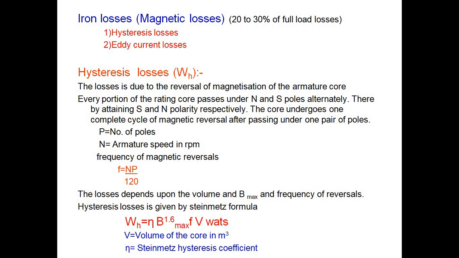The losses depend upon the volume, B max, that means maximum flux density, and the frequency of reversal. Hysteresis loss is given by the formula W_H is equal to η B max to the power 1.6 into F into V. V is equal to the volume of the core, and η is the hysteresis coefficient.